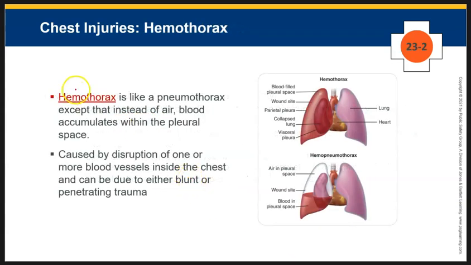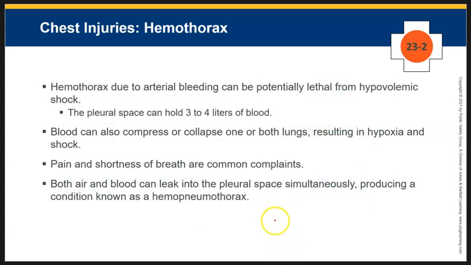Hemothoraxes are similar. We just changed the prefix because we changed the cause. Instead of air in the pleural space, blood accumulates within the pleural space. And again, that can be due to just rupture of the small blood vessels inside the chest due to blunt or penetrating trauma. In the case of hemothorax due to arterial bleeding, that will rapidly progress and can be potentially deadly due to hypovolemic shock.